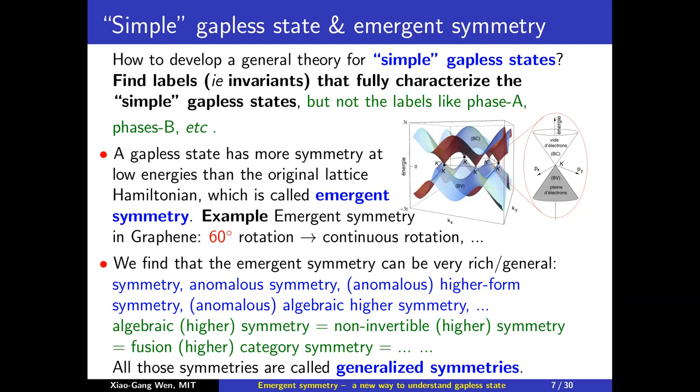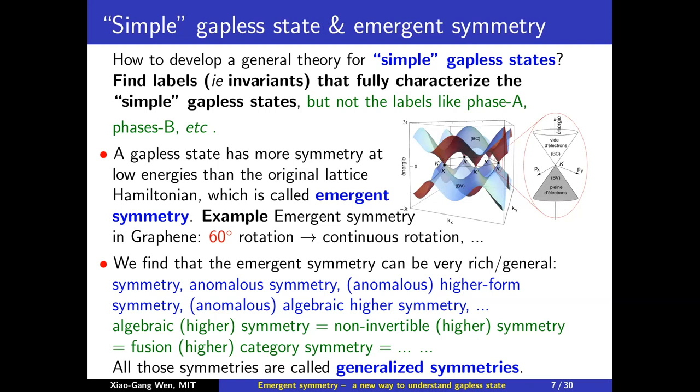So we're hoping to use this emergent symmetry to characterize these gapless states. That's the desire. Especially in the recent study of emergent symmetry, we find that it can be very general, from 60 degree rotation to continuous rotation. That's one example. However, this kind of emergent symmetry is still described by a group, but just a bigger group.